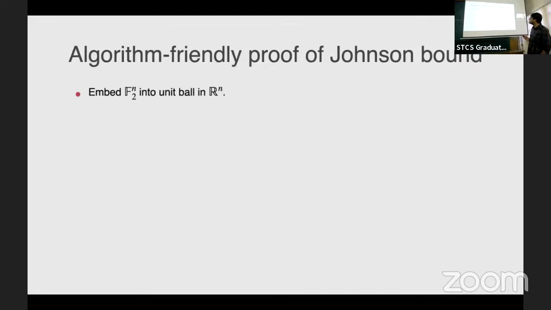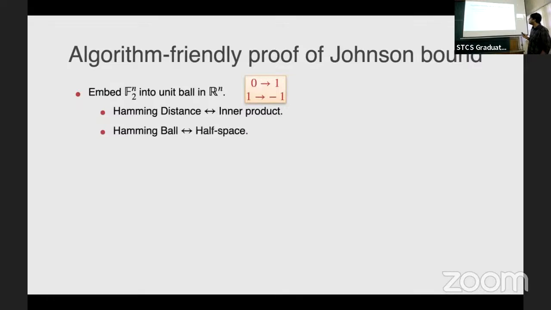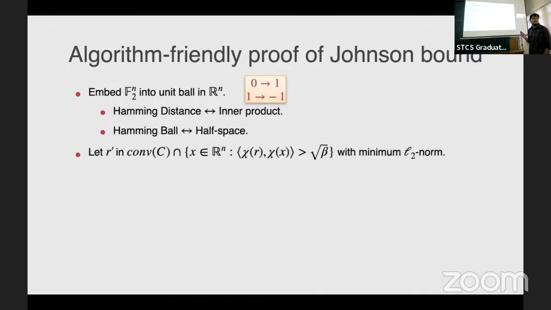Okay, let's prove the Johnson bound. We do the embedding, having distances correspond to inner products, and having balls now correspond to half spaces. And let's say we are trying to bound the list size at J of delta, which is 1 minus square root beta over 2, or in the inner product, it's square root beta. Again, we use the minimum L2 norm vector in this intersection of the convex hull and the half space. That's the analog of the convex hull of the family F that we had before.